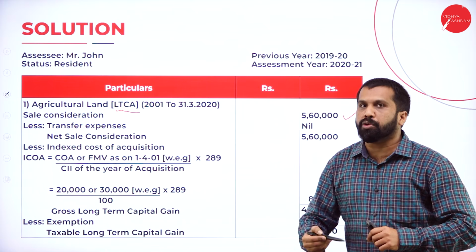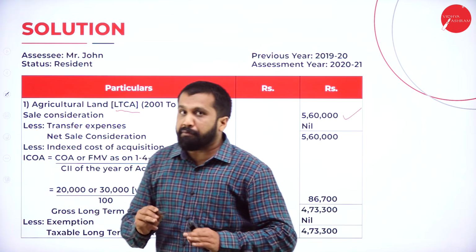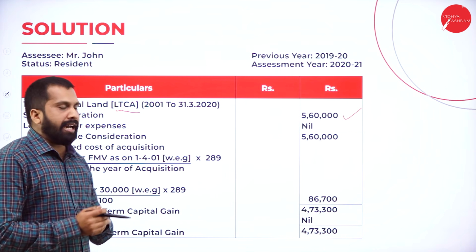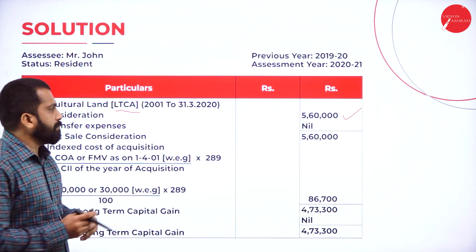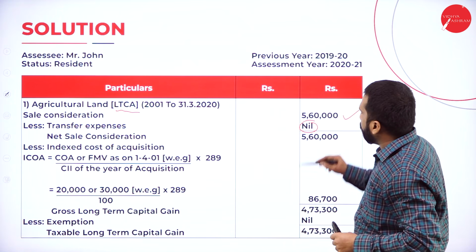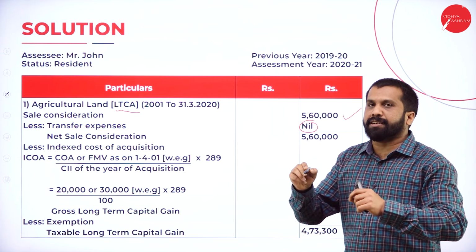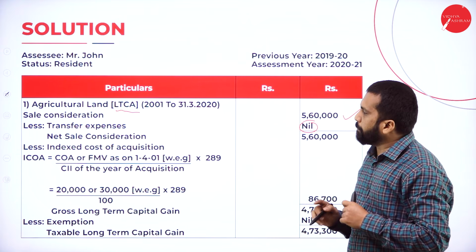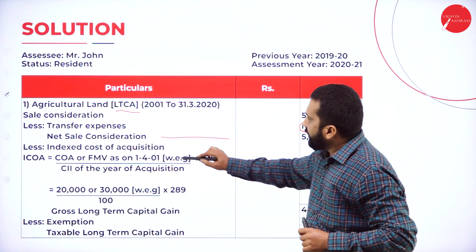5,60,000. It is sold. Less: transfer expenses. Have you paid any commission? I'll go back to the question. No information about commission. Now, your commission or transfer expenses is 0. 5,60,000 will become 5,60,000. Net consideration is 5,60,000. Now, minus sale consideration is over.